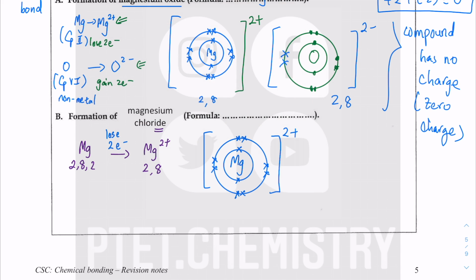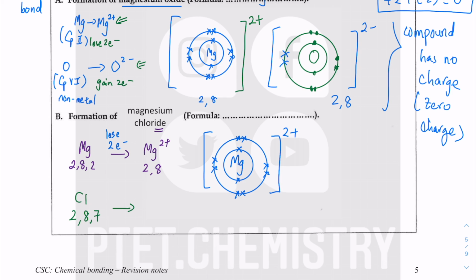Onto the non-metal. So what is happening with the non-metal? Just now you had oxygen in group 6. Now you have chlorine. Chlorine is in the first 20 elements. It's element number 17, and you should know the first 20 elements. So it's 2, 8, 7, because it's the third period: first shell, second shell, third shell. It is in group 7, so it's got 7 outer shell electrons.